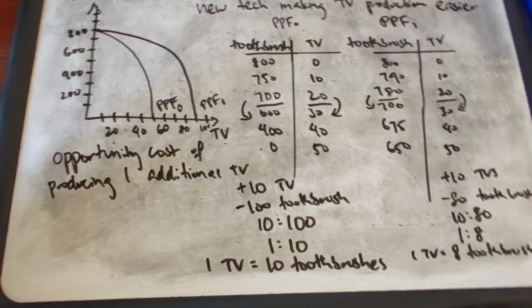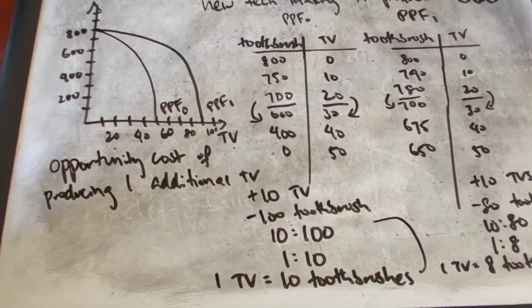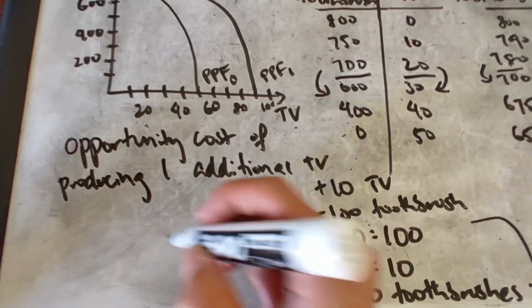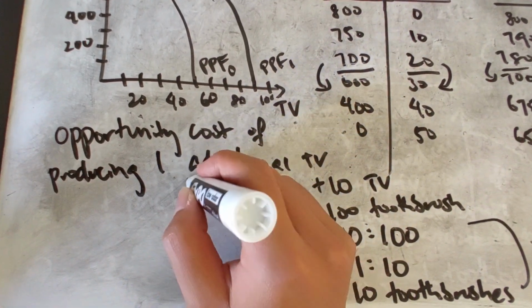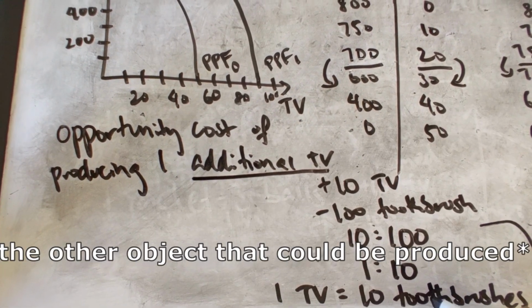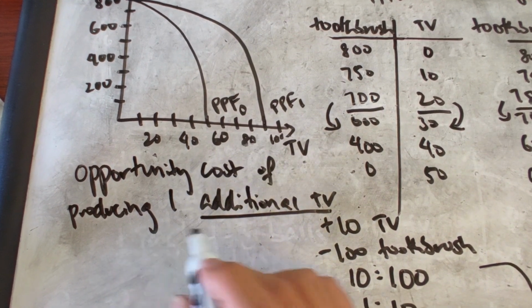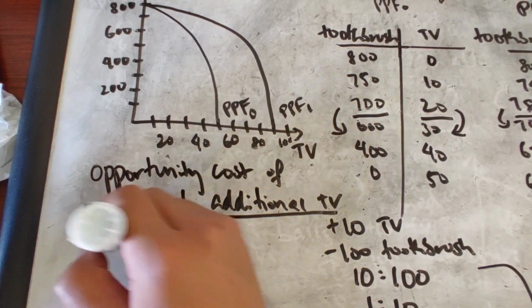Oh, and one more thing before I end this video off is when you're trying to find the opportunity cost of producing one additional TV, you're answering it in terms of how much this is valued in terms of the other object. So in this case, this is the opportunity cost of producing one additional TV in terms of toothbrushes.